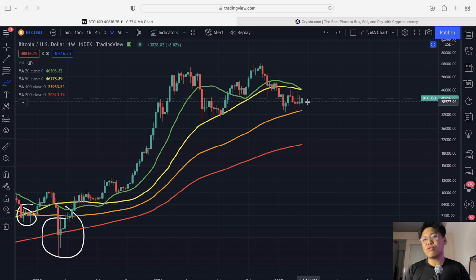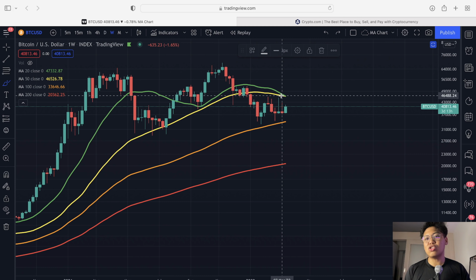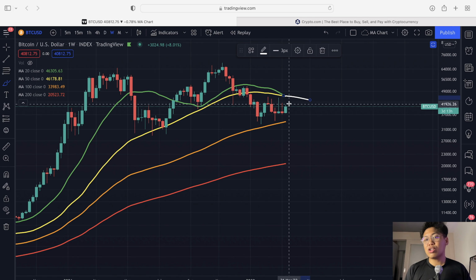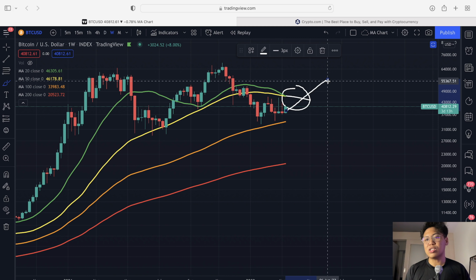And we can only confirm this movement if, let's say, na-break natin itong 50-week moving average. So, remember, in order for us to confirm na yun yung ating Bitcoin bottom, the Bitcoin price must break the 50-week moving average dito in order for us to say now we are confirming na that was the bottom.